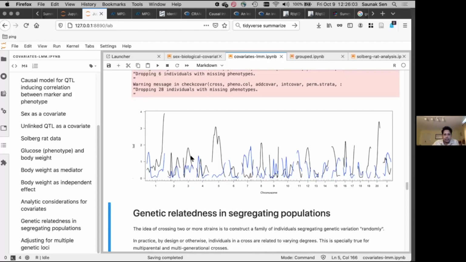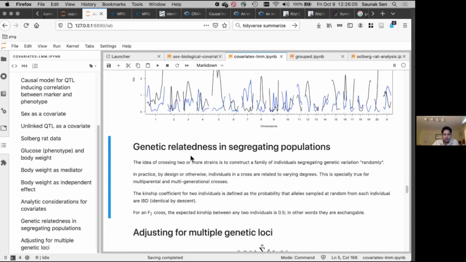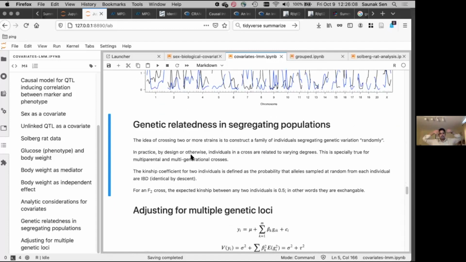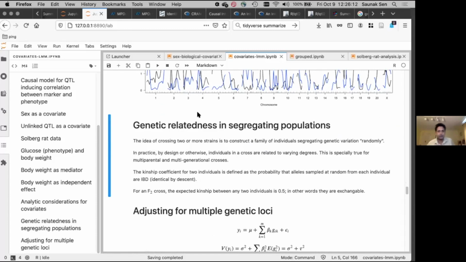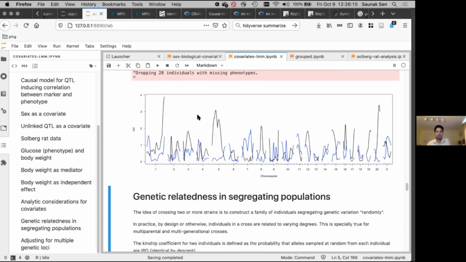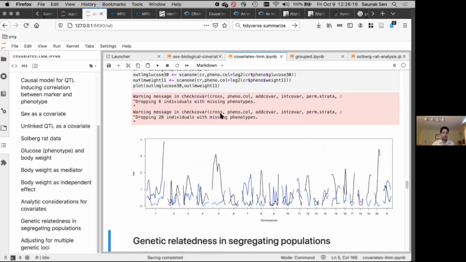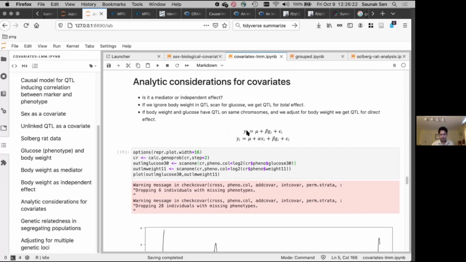Okay. The next thing that we are going to go into is taking this idea of adjustment a little further. So what we have said so far is that if QTL are on different chromosomes, you might want to adjust for the QTLs, or if they are causally unconnected other covariates, you may want to adjust for them. So here is the standard linear model for adjusting for a covariate X.